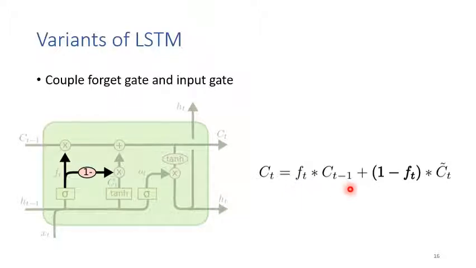If we want to update the information, then we forget more about the previous information. But if we want to remember more about the previous information, then we will add less new cell information. So this method couples the forget gate and the input gate.